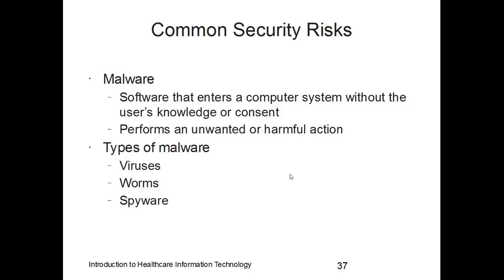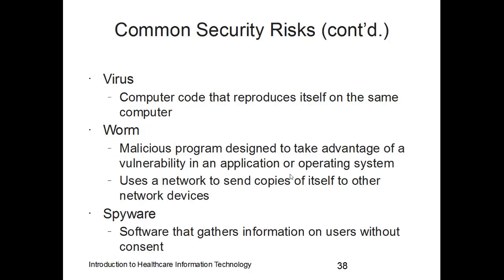Alright, now we'll talk about some common security risks. Malware. This is software that enters a computer system without the user's knowledge or without their consent. This will often perform an unwanted or a harmful action. Some examples of malware: viruses, worms, and spyware. To distinguish between those three, a virus is computer code that reproduces itself on the same computer. A worm is a malicious program that's designed to take advantage of some vulnerability in an application or within an operating system.